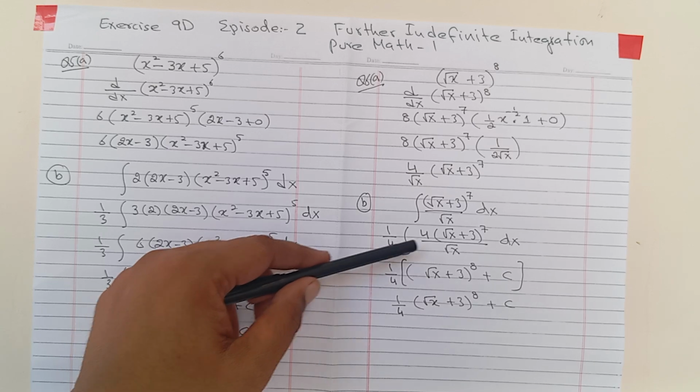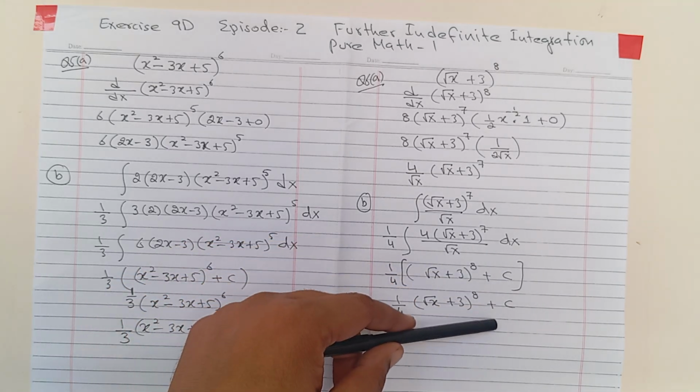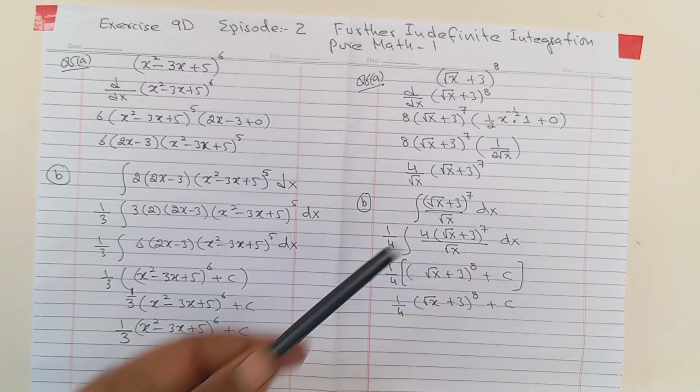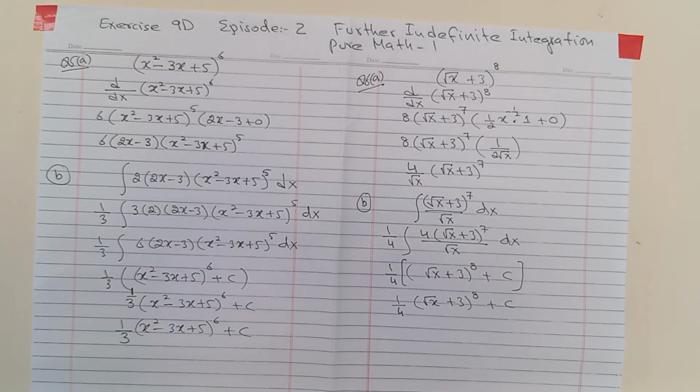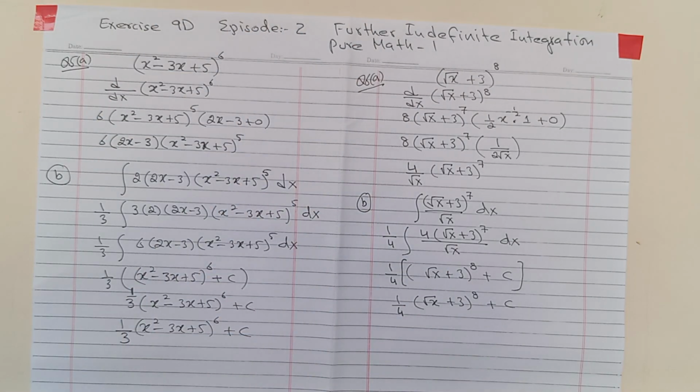So just bring this 1 by 4 inside. So 1 by 4 bracket under root x plus 3 whole raised to power 8. And when 1 by 4 is multiplied with the c, it will still be another constant c. So this is how you will do question number 6, and its a part.